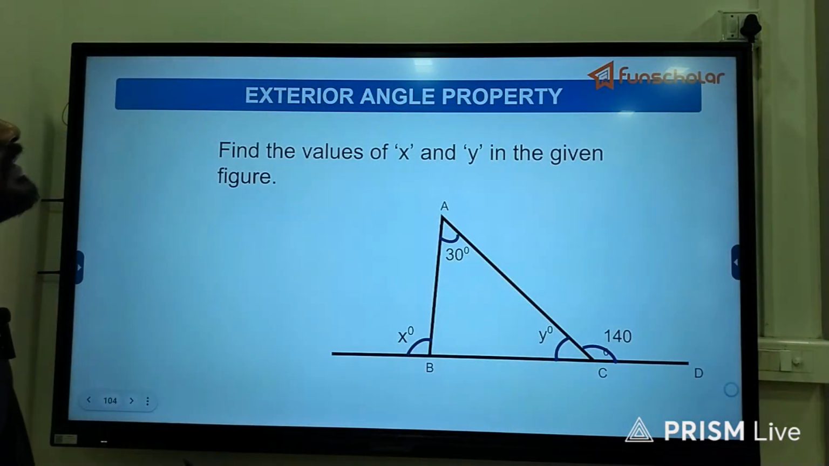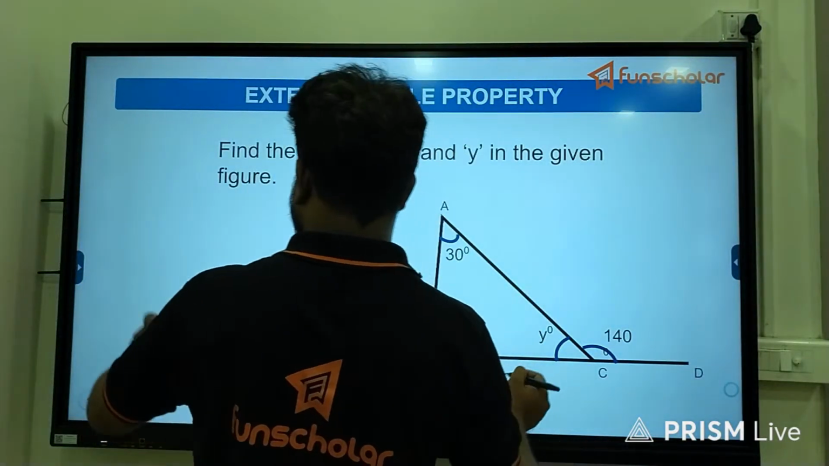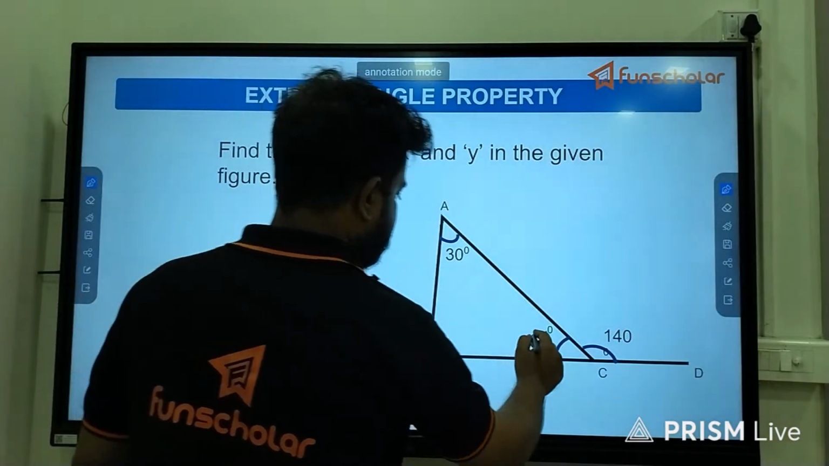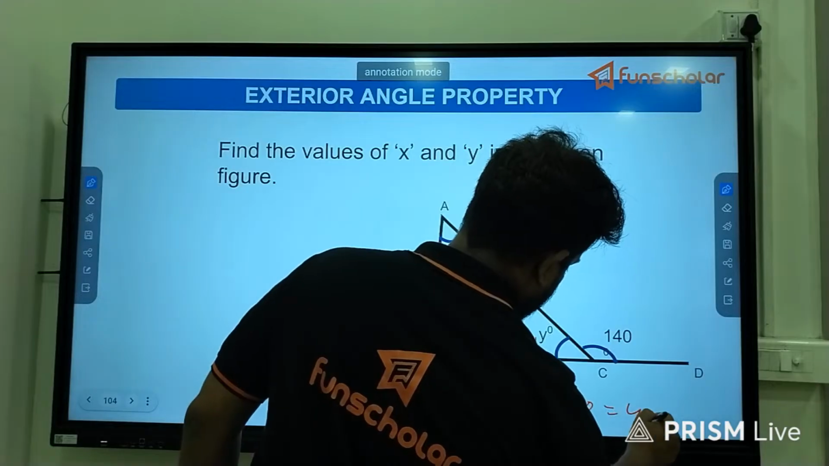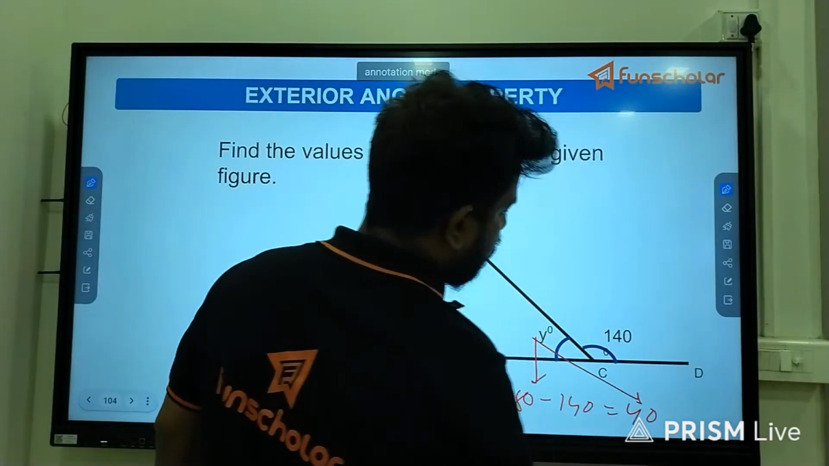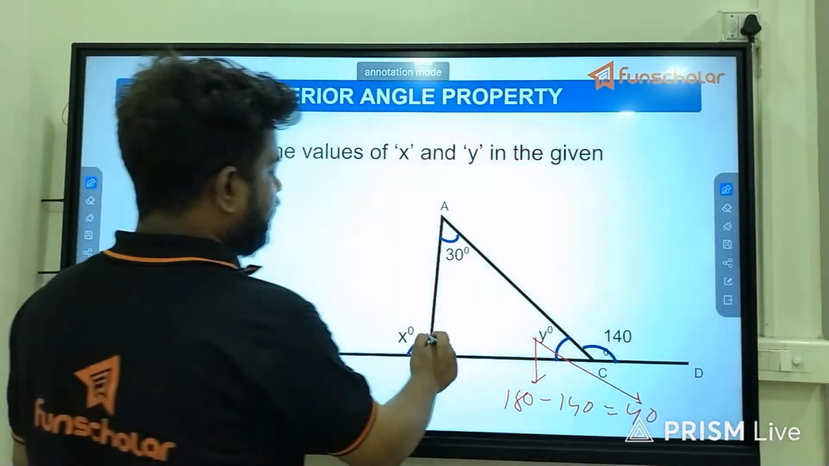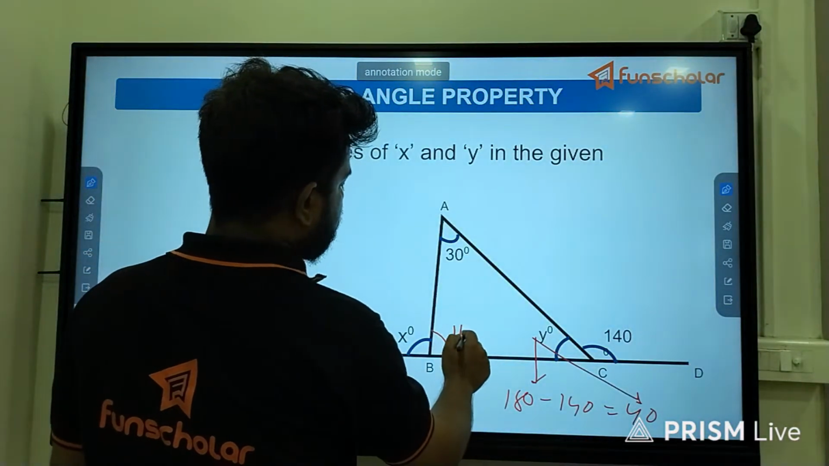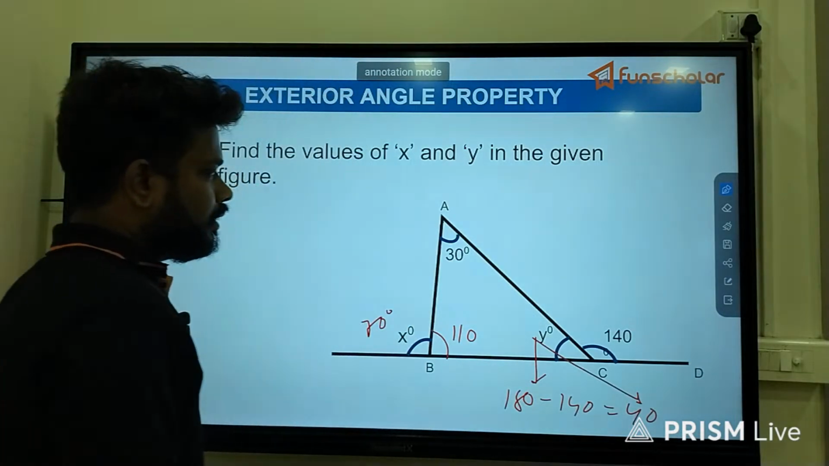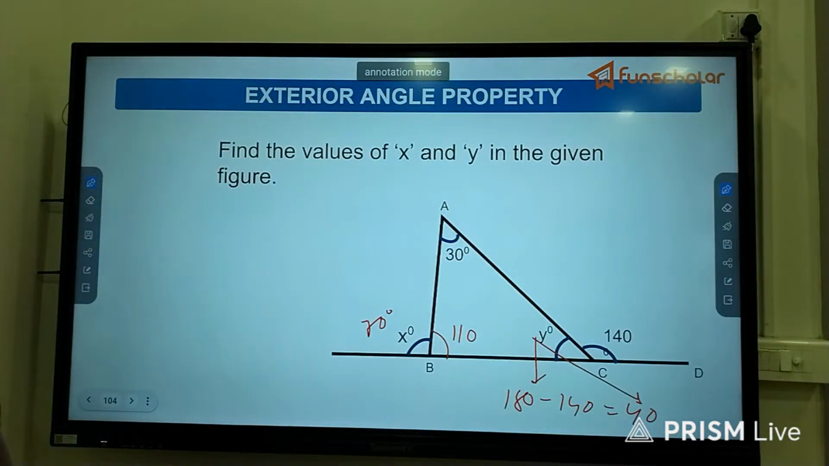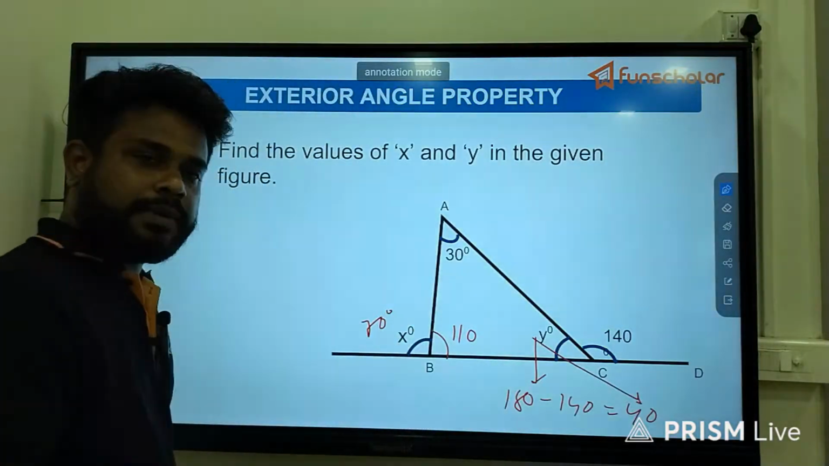Next, find the values of x and y in the given figure. So y will be 40 degrees because 180 minus 140 equals 40. So y's value is 40. Okay, if y's value is 40, then this value will be 110. If this one is 110, this one will be 70. Done. So that means 30 plus 40 is the same as 70.